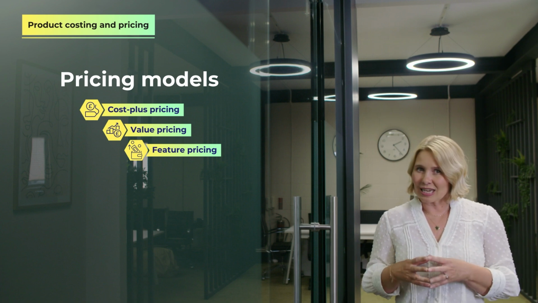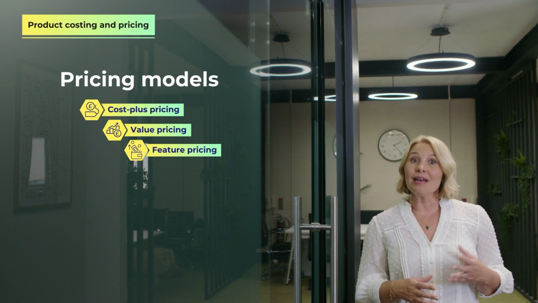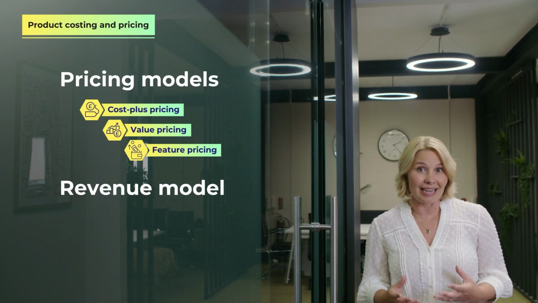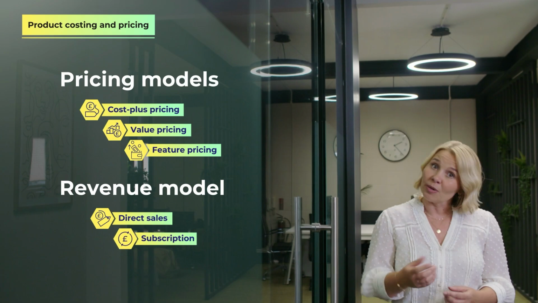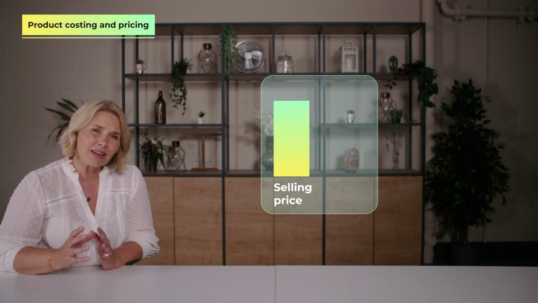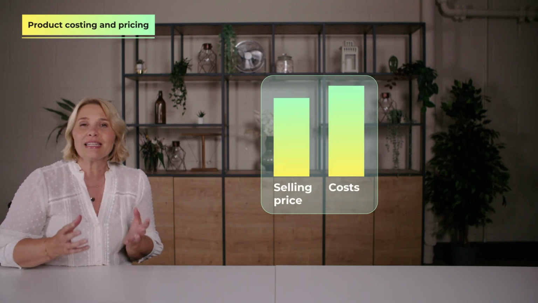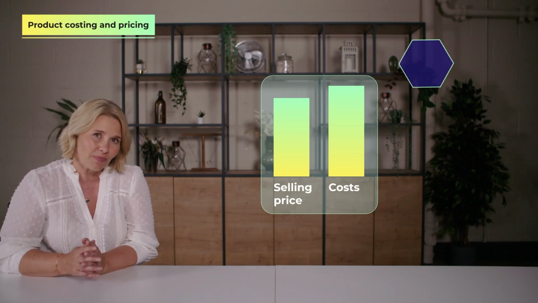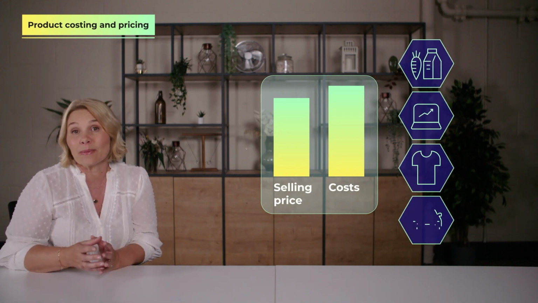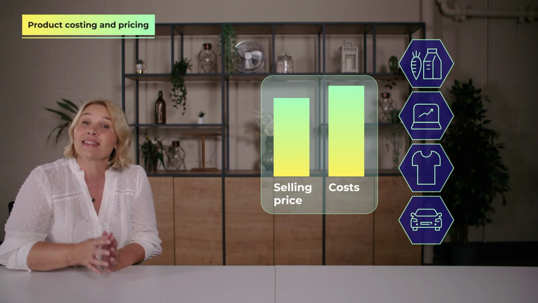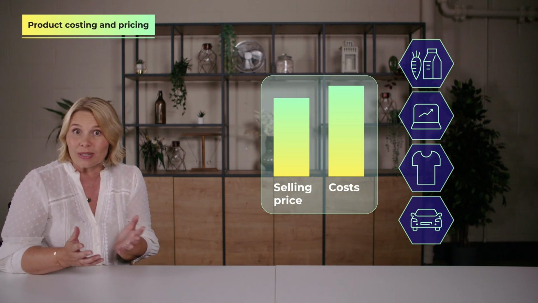Now, it's important to distinguish between a pricing model, how you set the price, and a revenue model, which is how customers pay, such as direct sales, subscription, or leasing. Stress that many businesses fail because their selling price doesn't cover their costs. An effective price balances profit per unit with sales volume. Explore the examples of pricing models and discuss their advantages and disadvantages, and discuss some existing businesses that use these models.